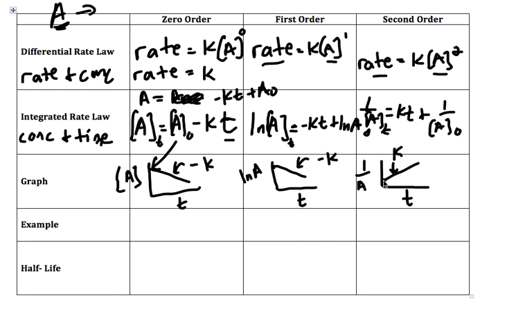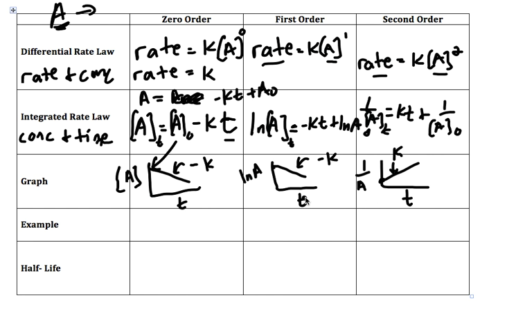So let's just say I started at a concentration of 1. Well, my concentration of my reactant is going to go down. So let's say it goes to 0.5. Well, 1 over 0.5 is now 2. So that's why it's going up over time. So both of these would go down over time. This one would go up, but a straight line nonetheless.